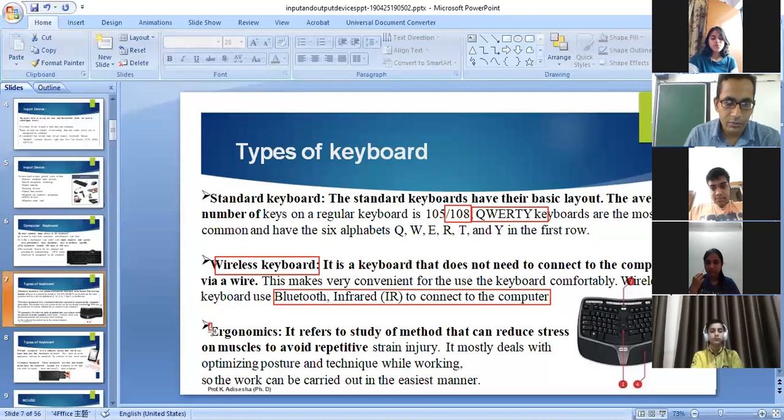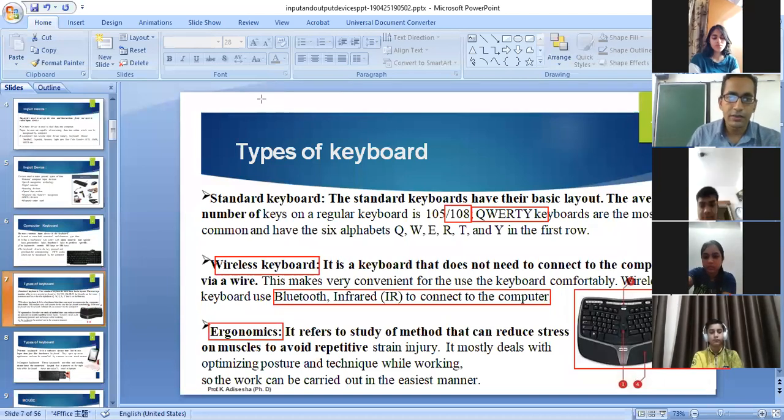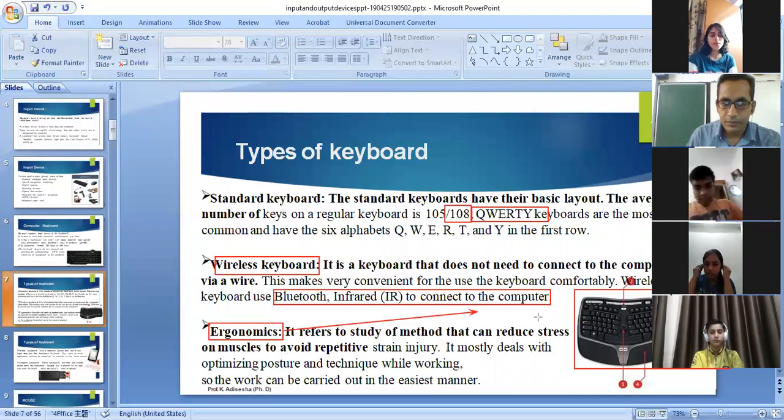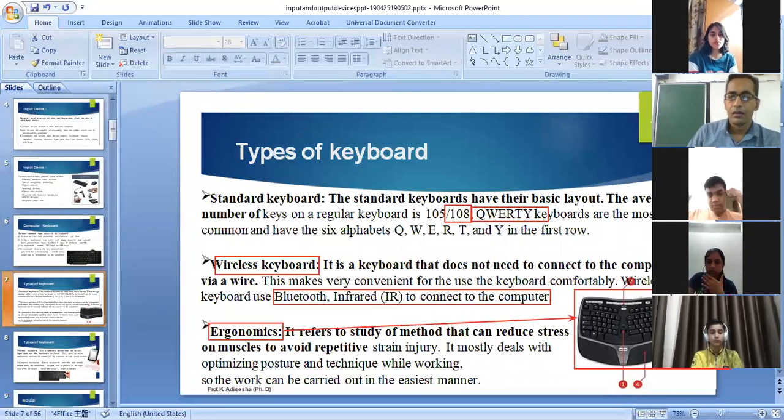Then the third one is the most important. There are the ergonomic keyboards, which are user friendly. You can see the following figure. There's a syndrome which is known as the carpal tunnel syndrome, which occurs when we use the mouse for a longer period of time.